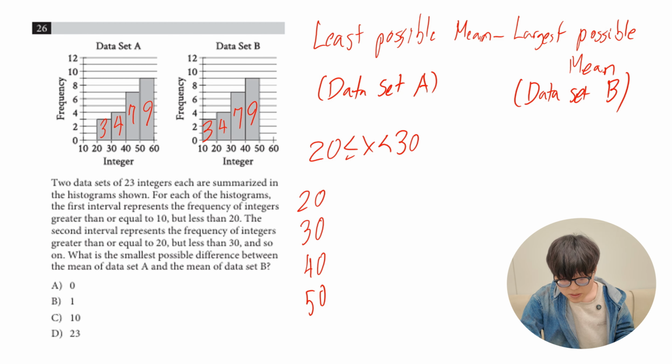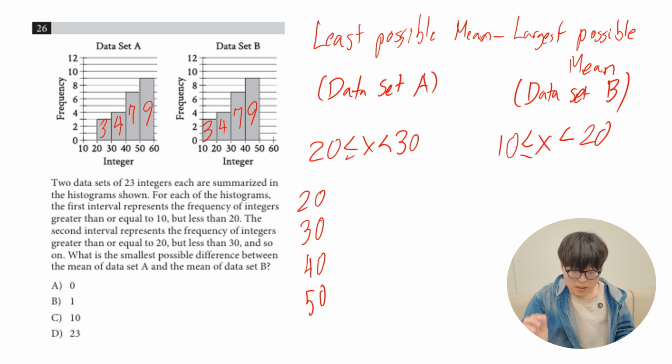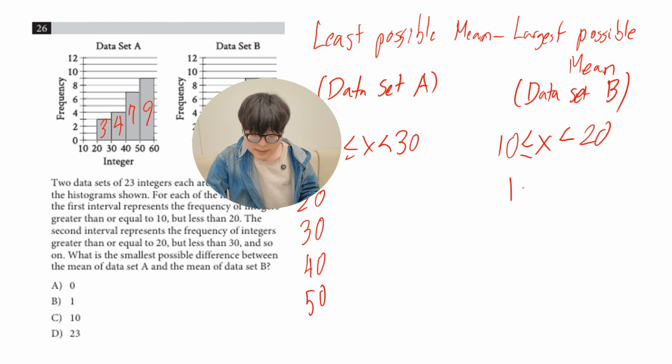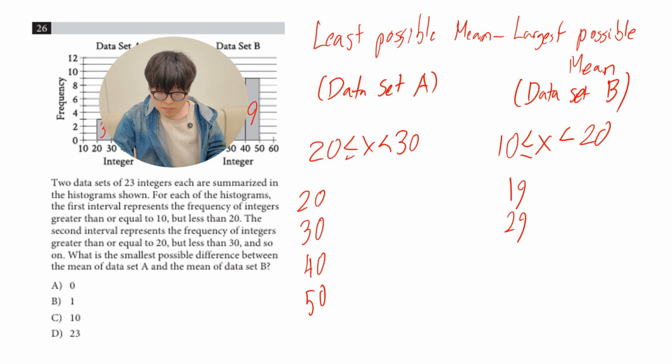We go to dataset B now, where the first bar would have possible values between 10 to 20. Now, because here we want the maximum possible value to find the largest possible mean, the data with the maximum possible value for the first bar would be 19, 29, 39, and 49.